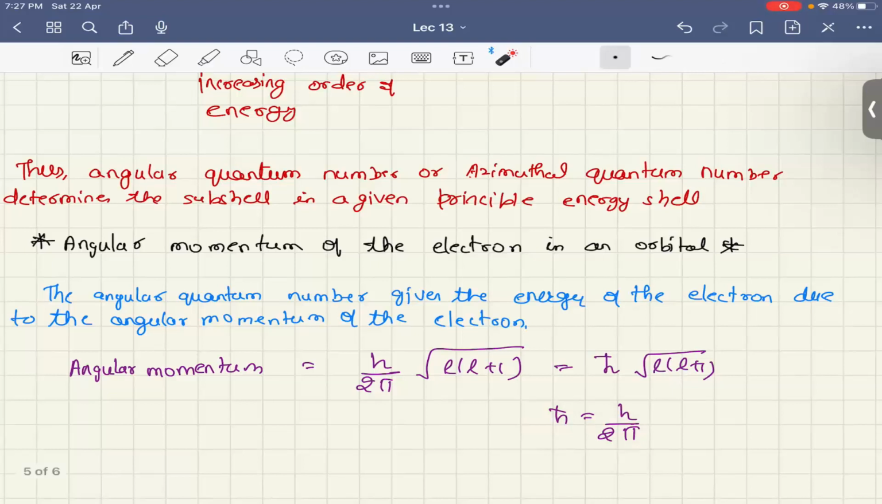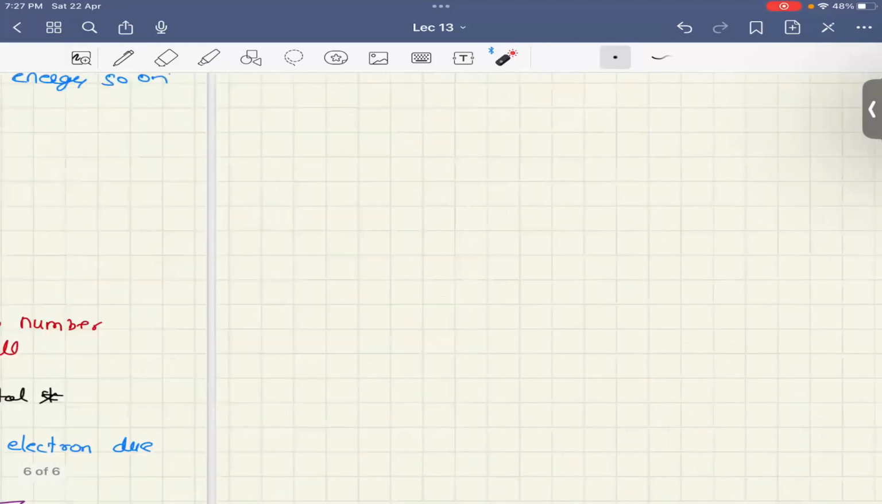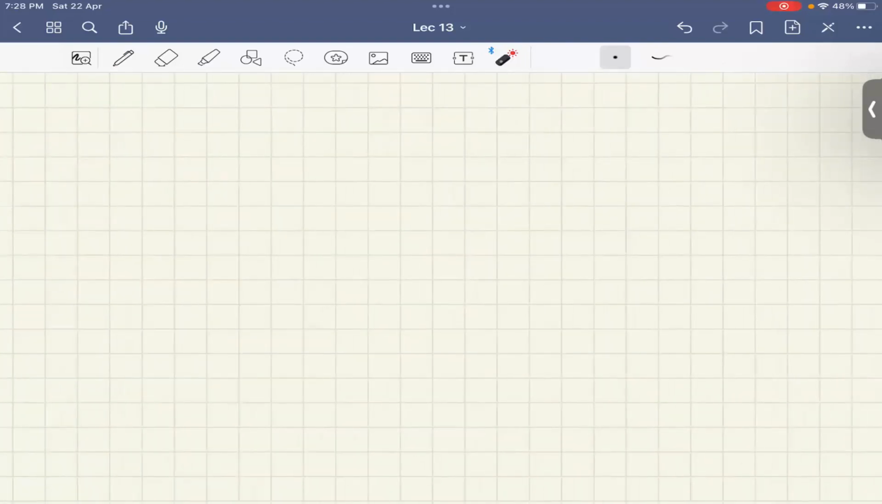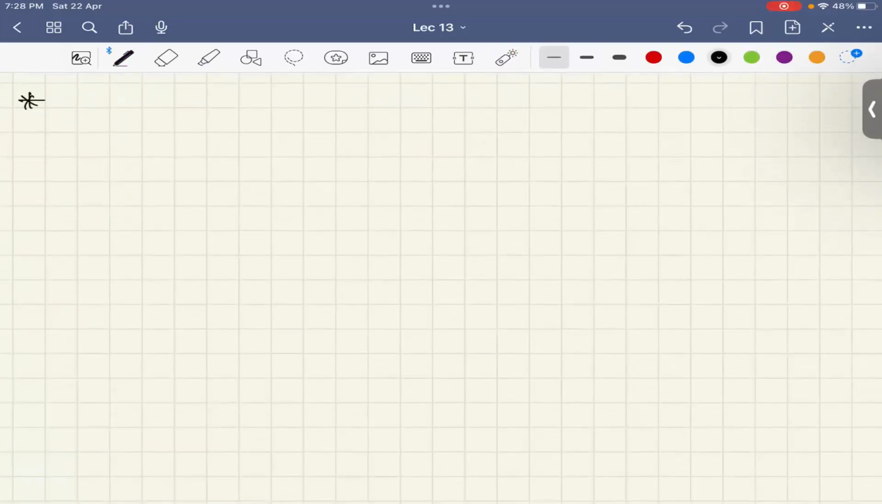The third quantum number which we are going to study is the magnetic quantum number, denoted by m_l. This quantum number describes the behavior of an electron in a magnetic field, and we know that the movement of electrical charges is always associated with a magnetic field.